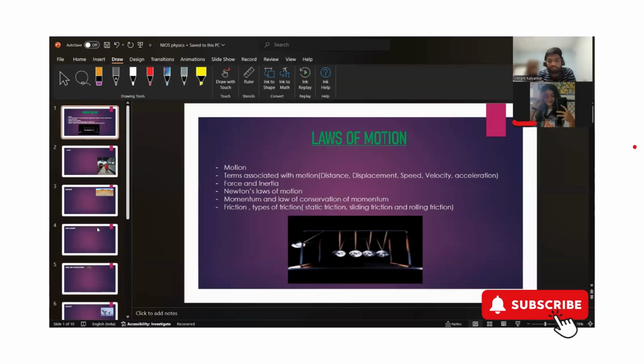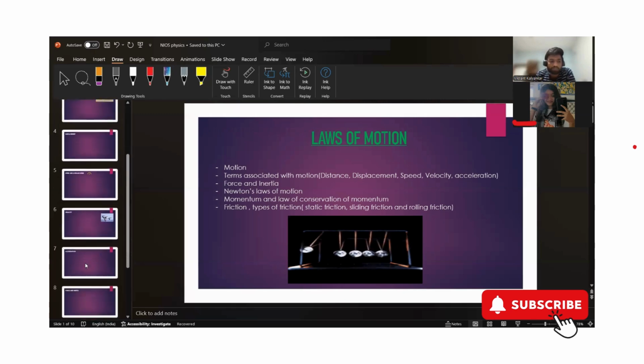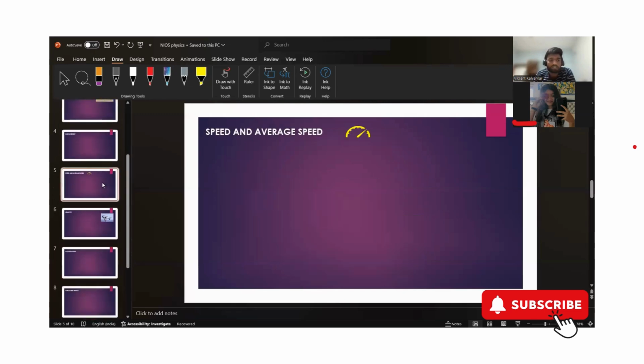So these are the points that we'll be discussing. We are discussing now the terms associated with motion, like distance, displacement, speed, velocity, and acceleration. After that, we'll be discussing force and inertia, Newton's laws of motion, momentum and law of conservation, and friction and its types. Okay, just tell me about speed.